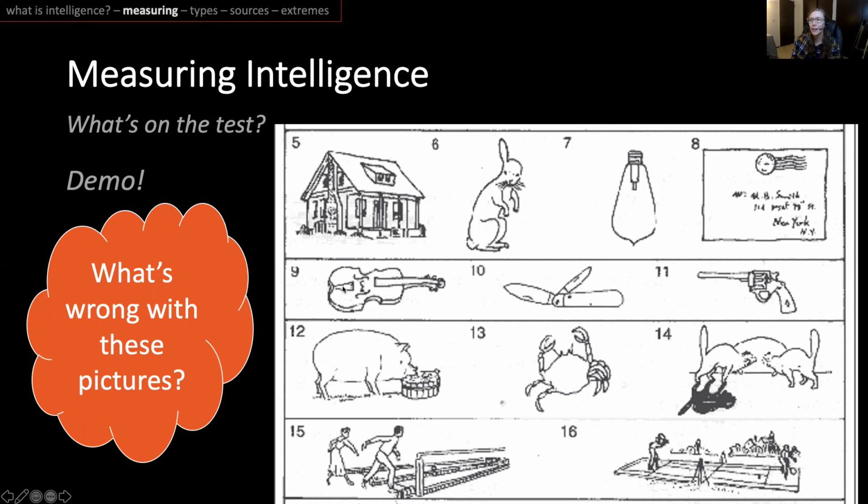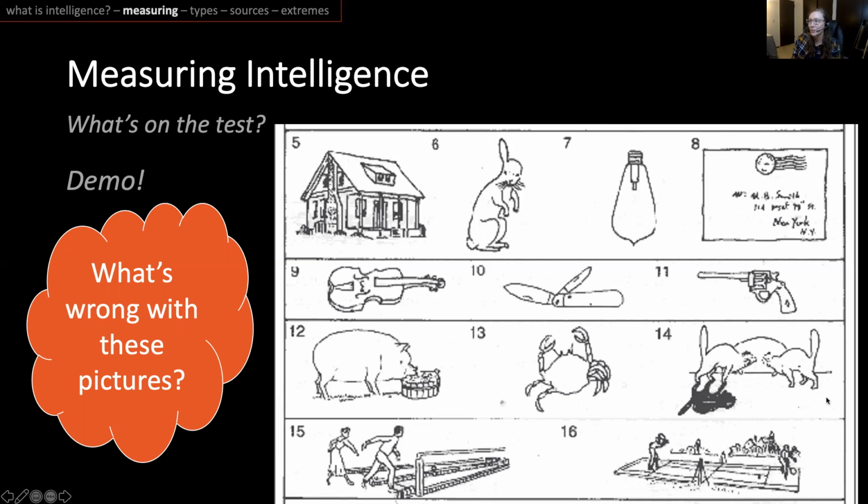This violin does not have strings on it. This corkscrew, or sorry, I just gave that away. This flip knife thing that I am forgetting the word for, but I hope you know what this means. Pocket knife, there we go. This pocket knife is missing a corkscrew. This revolver is missing a trigger. This pig is missing a tail. This crab is missing one of its claws. I think it's a leg, but claws is the answer that I have.